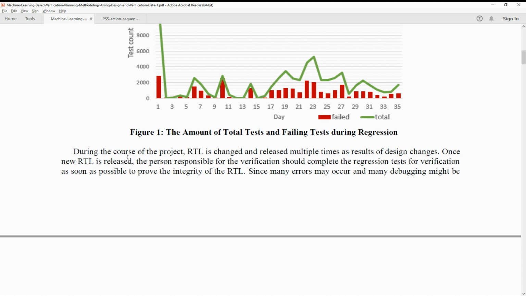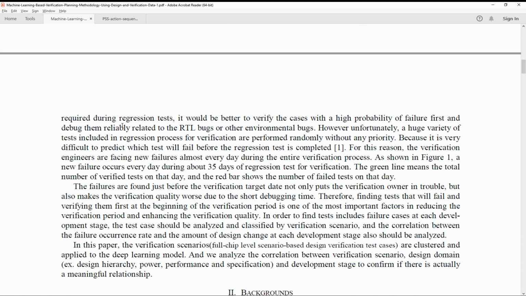Once new RTL is released, the person responsible for the verification should complete the regression test as soon as possible to prove the integrity of the RTL. Since many RTL releases may occur and much debugging might be required during the regression test, it would be better to verify the cases with a high probability of failure first and debug them reliably, related to RTL bugs or other environment bugs.